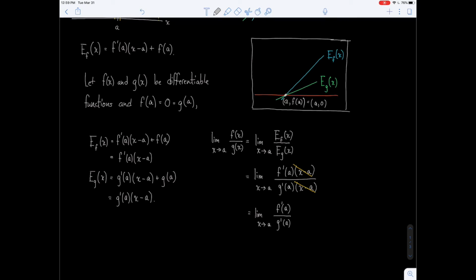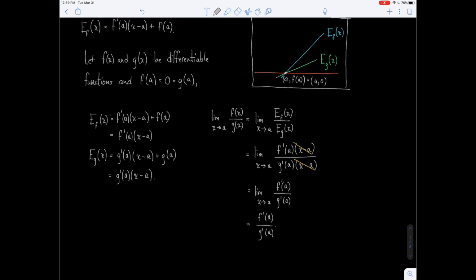Well, we've already evaluated these, so there's no limit to take. We're just left with f prime of A over g prime evaluated at A. So that's the intuition behind how L'Hopital's rule works. And let's just do one quick example with that.